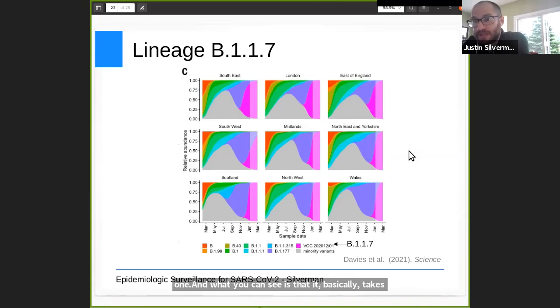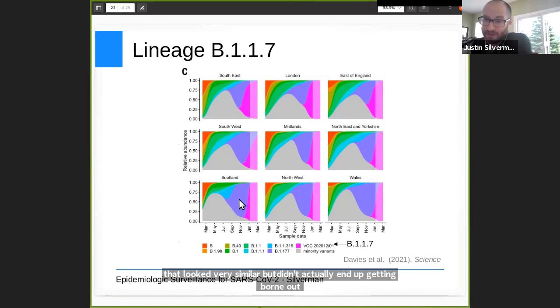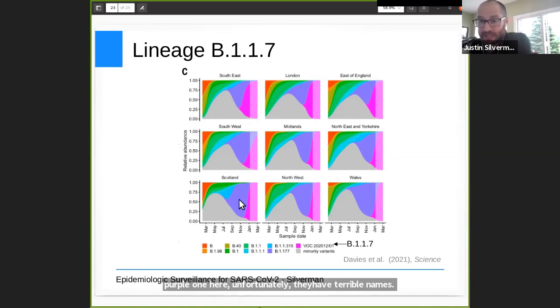You can also see that there have been a lot of cases in the past that looked very similar, but didn't actually end up being borne out. Like the darker blue purple one here, B1177, unfortunately they have terrible names. This one looked like it was going to take over, and then it didn't, right? It burned itself out.